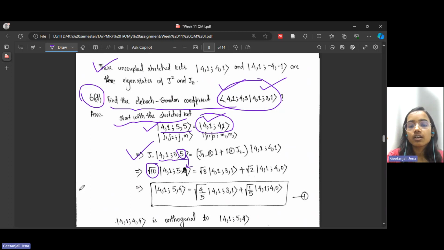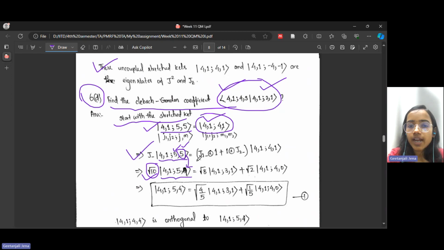This root 10 you can easily check. When J minus acts, you get root over of J(J+1) minus M(M−1), right? The J and M values are already given: J is 5 and M is 5. So just put J equal to 5, M equal to 5 in that root expression, and you will get root over 10. Now this state will change, instead of |5,5⟩, you will get |5,4⟩.